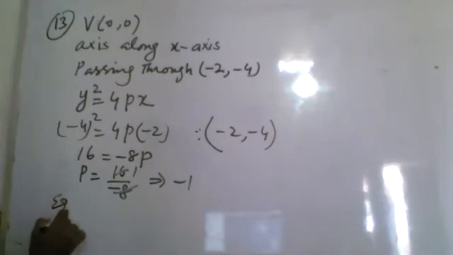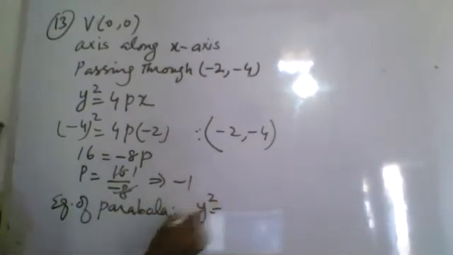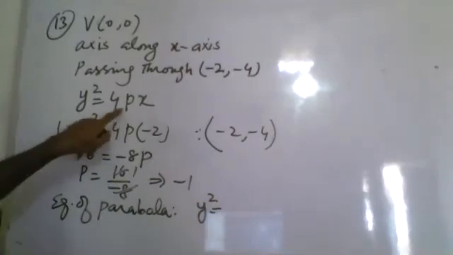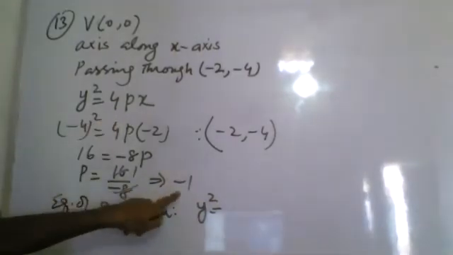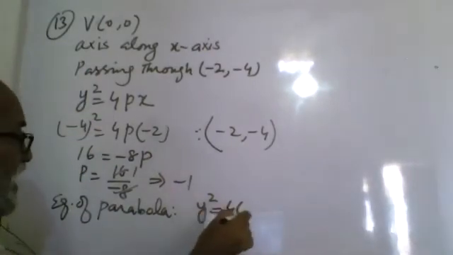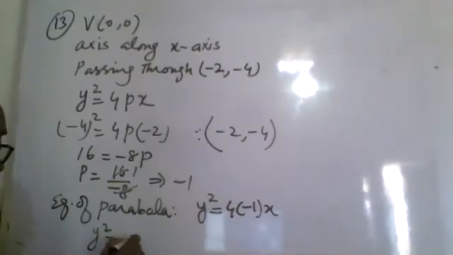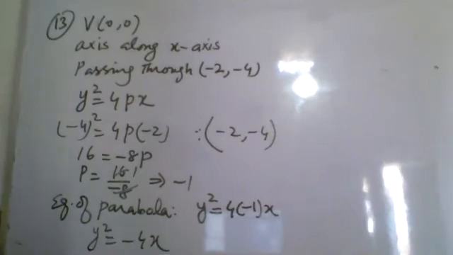Equation: y square, p is replaced over there by minus 1. So y square is equal to 4 into minus 1 into x. The answer is y square is equal to minus 4x. Y square is equal to minus 4x is the required equation of the parabola.